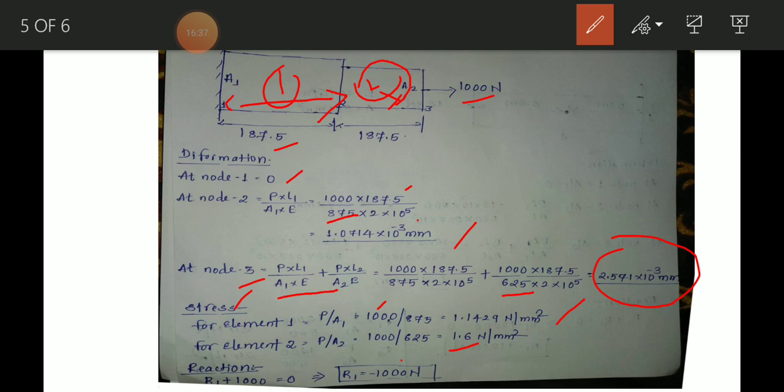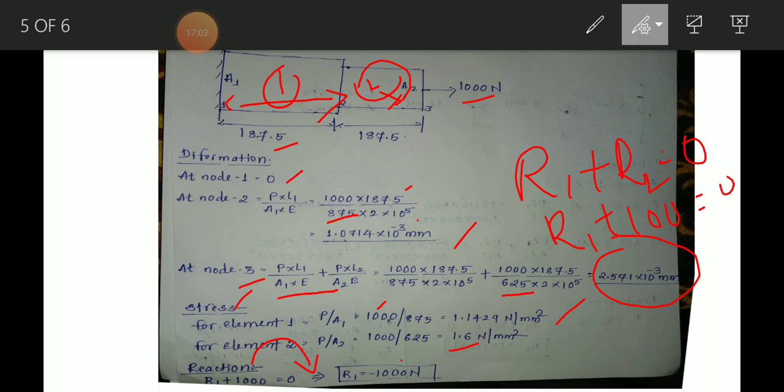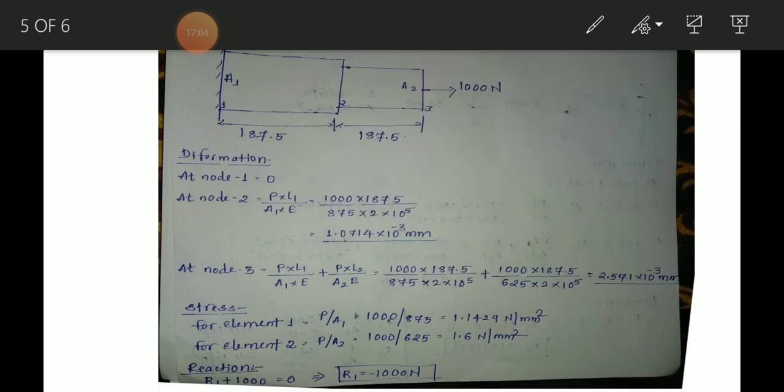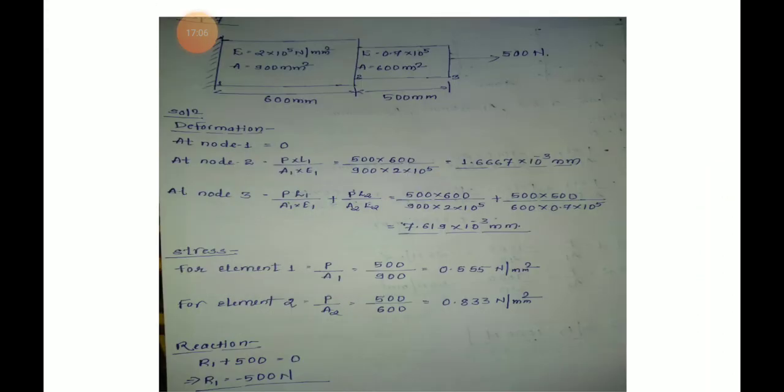Now similarly calculate the reaction. Write down the reaction equation R1 plus R2 equal to 0. R1 you don't know, R2 is 1000, so R1 plus 1000 equals 0. Transposing 1000 to this side, you will get minus 1000. That is the reaction at point 1. I hope this problem is clear. We'll move to the next problem.